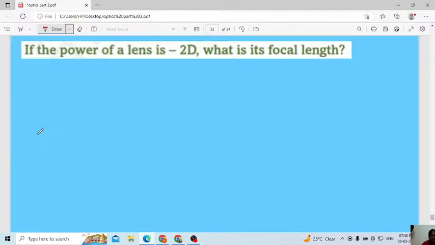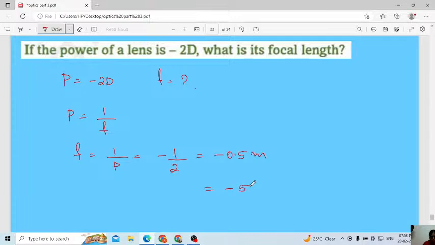If the power of a lens is minus 2 D, then what is its focal length? Power is given as minus 2 D, then what is the focal length? Power is 1 by f, then f is 1 by P, which is minus 1 by 2, which is nothing but minus 0.5 meter. Convert this into centimeter, it is nothing but minus 50 centimeter.